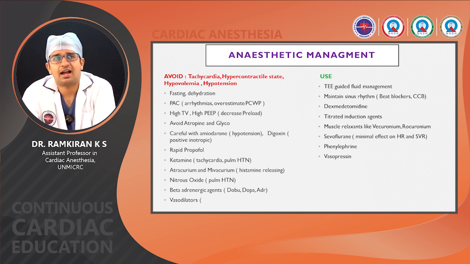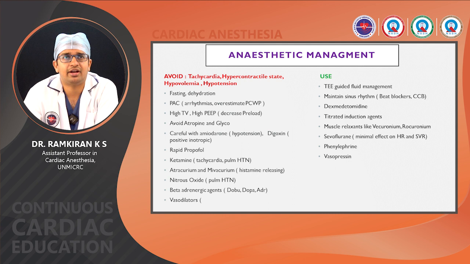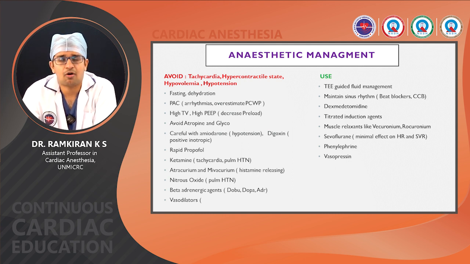And then pulmonary artery catheter is usually avoided because it can cause arrhythmias, and because of the compliance change in the LV, it can overestimate the pulmonary capillary wedge pressures also. High tidal volume and high PEEP should be avoided because they decrease the preload. Atropine and glyco as a pre-medication can be avoided.